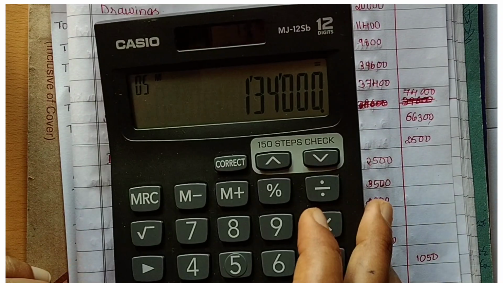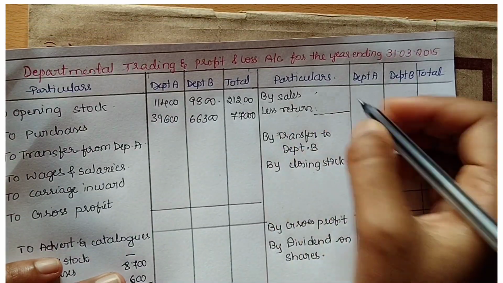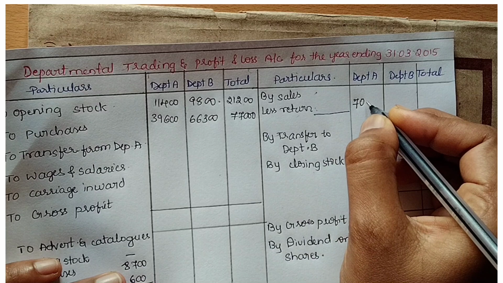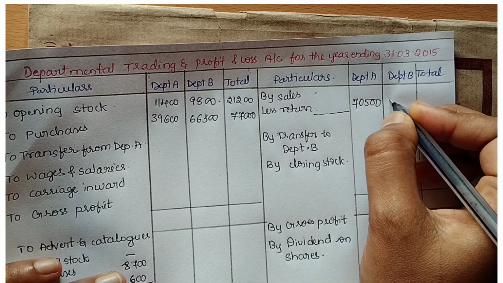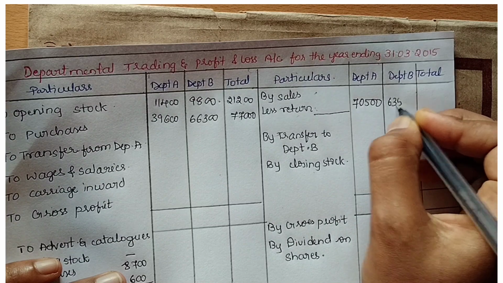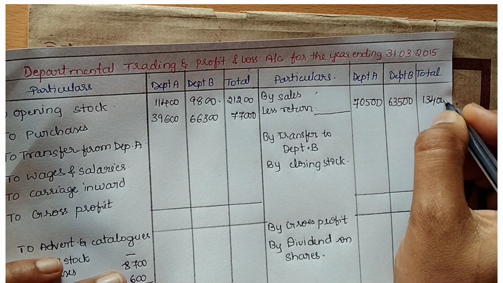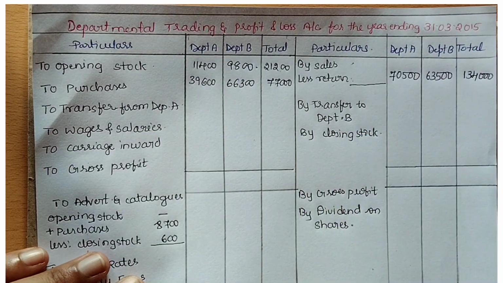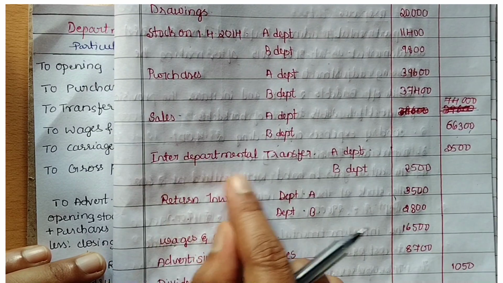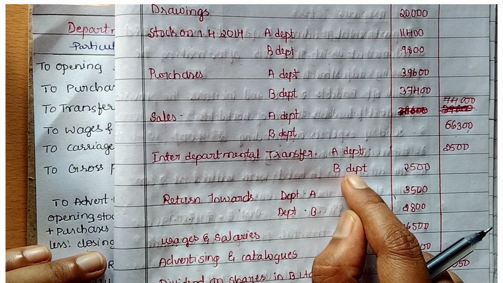70,500 and 63,500, total is 1,34,000. I will write. See here, department A 70,500. Department B, how much did we get? 63,500. Total is 1,34,000. Now about the transfer. I said there is one transfer, the interdepartmental transfer. This one, between A department and B department.